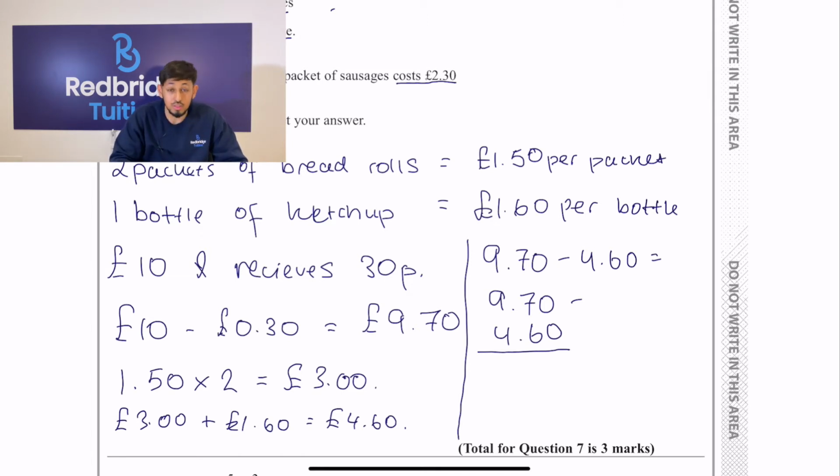So we'll have 0 take away 0, which would be 0. Then 7 take away 6, which would be 1. We keep our decimal places in line, and we would just have 9 take away 4, which is equal to 5. So what we've worked out here is that 3 packets of sausages is equal to £5.10.